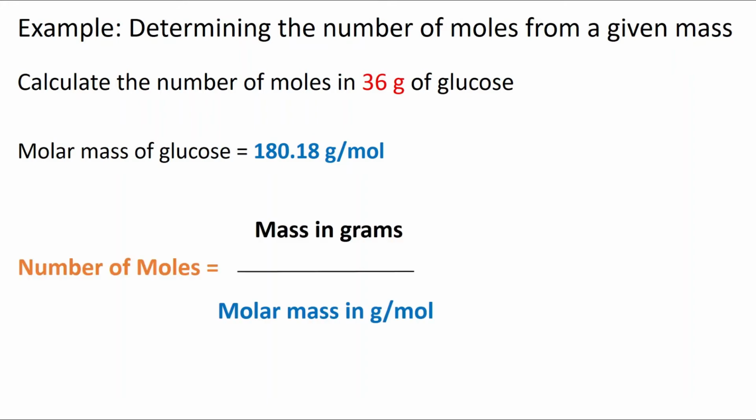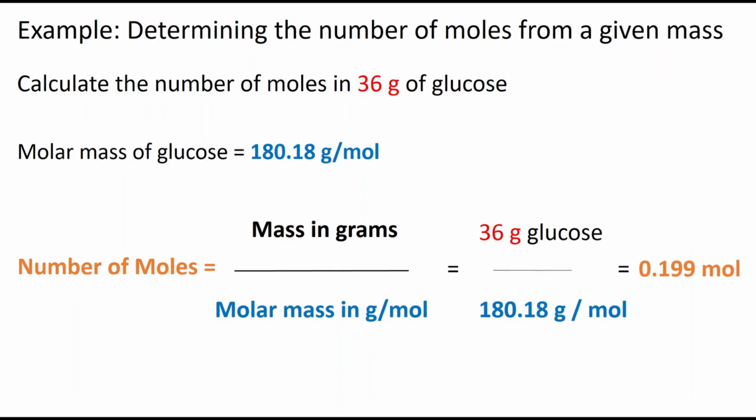Using our equation, we can input our values as follows. The number of moles equals the mass of our substance, which is 36 grams, divided by the molar mass, which is 180.18 grams. And this gives us the answer of 0.199 moles. So a mass of 36 grams of glucose is equivalent to 0.199 moles of glucose.